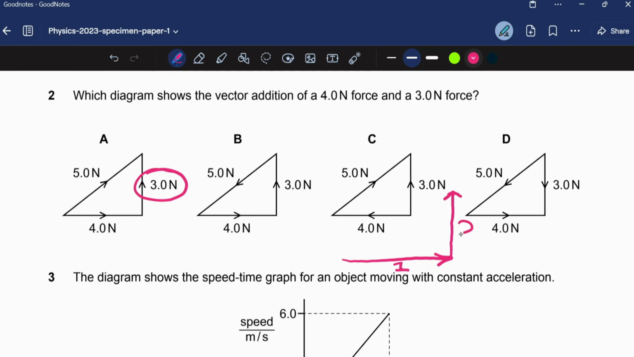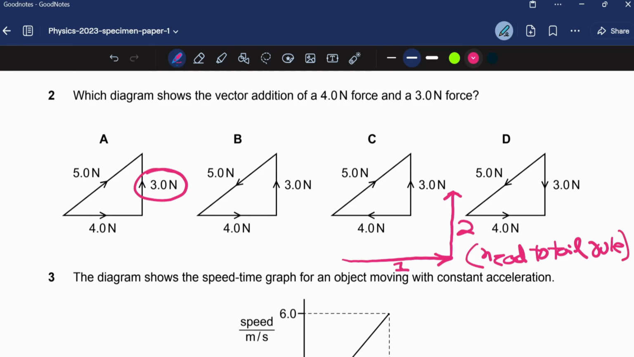Okay, this is our second vector. So that's how we add the two vectors. This is called the head to tail rule in vector addition.